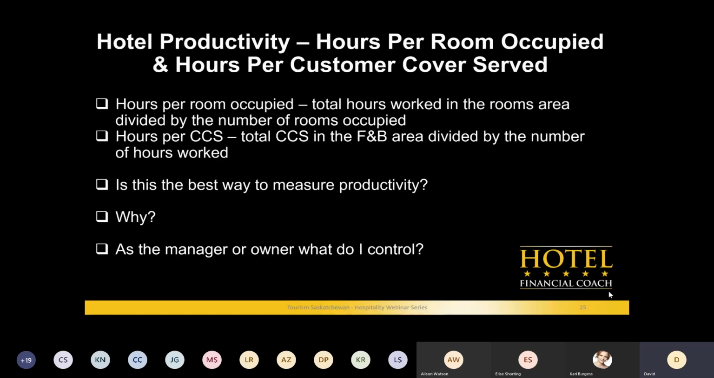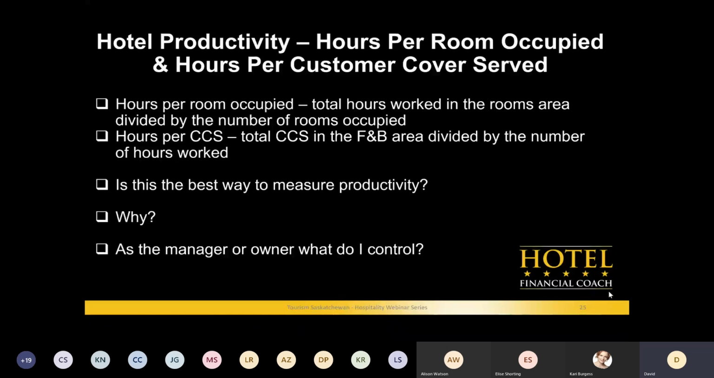So in rooms, we take the occupancy and we divide the total hours worked in the rooms area by the number of rooms occupied. In the food and beverage area, we divide the number of customer covers served by the number of hours worked. And why is this the best way to measure productivity? Well, I get this question a lot from people because some of you have labor cost as a percentage, or some of you have so much labor per dollar of revenue and other measurements. But guess what? This is the best way to measure the productivity because you don't control the price.